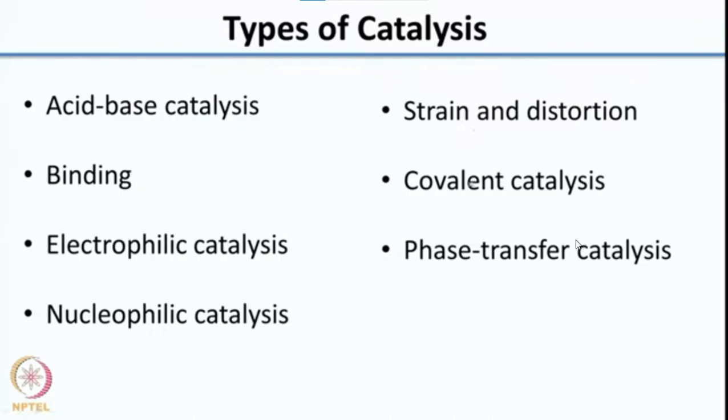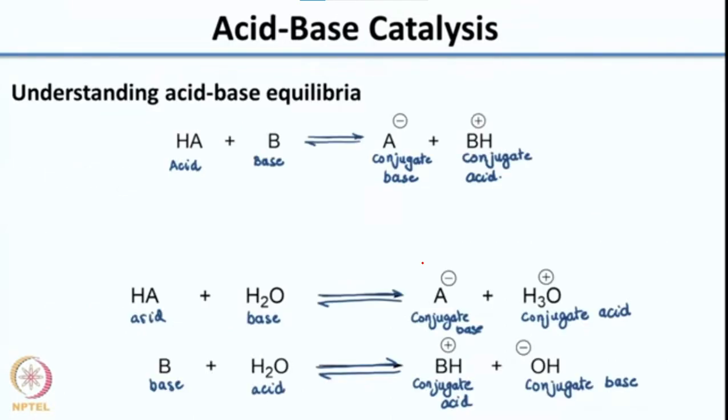The first case is acid base catalysis. Now we are going to discuss acid base equilibria. All of you know that when an acid base reaction takes place, a conjugate base and conjugate acid are formed.